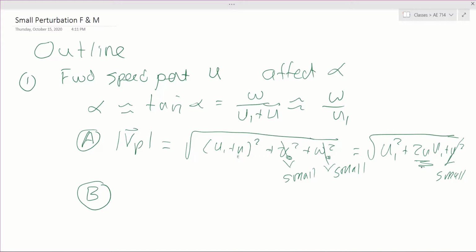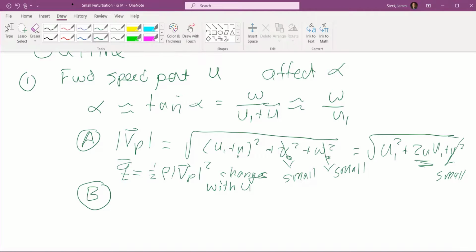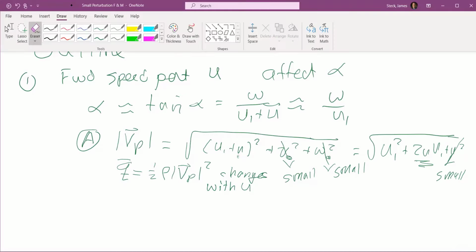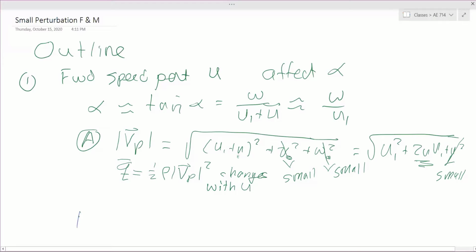So in fact, that is the effect of A, is that the dynamic pressure, which is 1/2 rho V sub P squared, changes with little u. Let me get myself some more room. So you all see that, right? Dynamic pressure, even though u is a small change, could change with little u. So that's one reason why we include it.